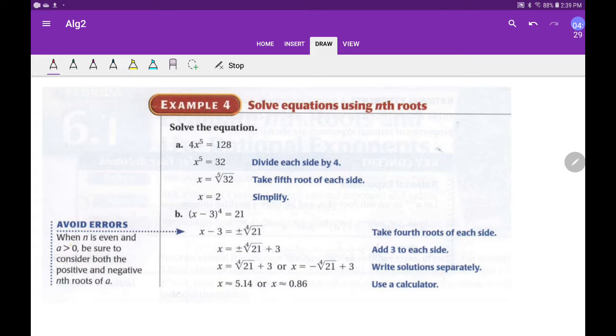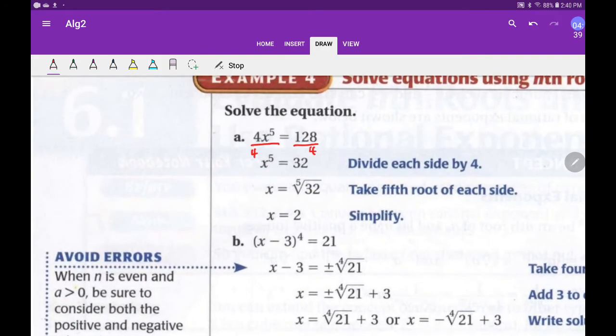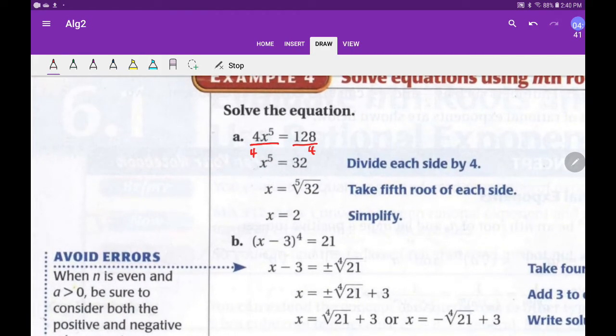Okay, so let's solve equations using the n roots. This is 1 and 2 combined here. You can see that they move the 4. Well, you can't tell, but you can tell. They divided both sides by 4. All right. And then they said, oh, let's take the 5th root of both sides. Take the 5th root of both sides. Okay. And we're done.